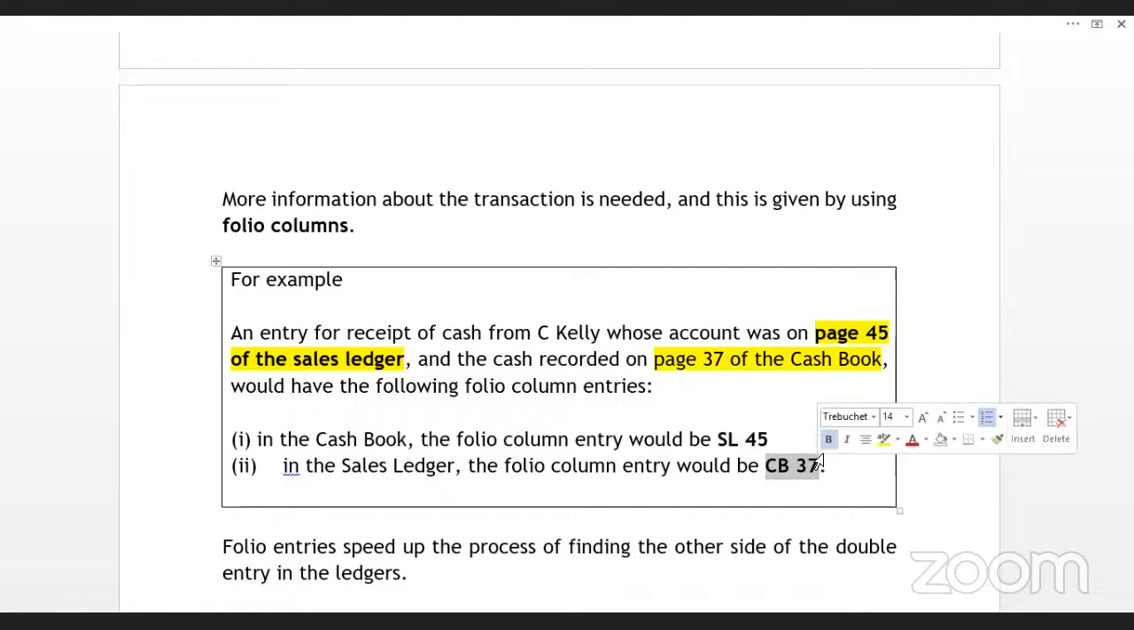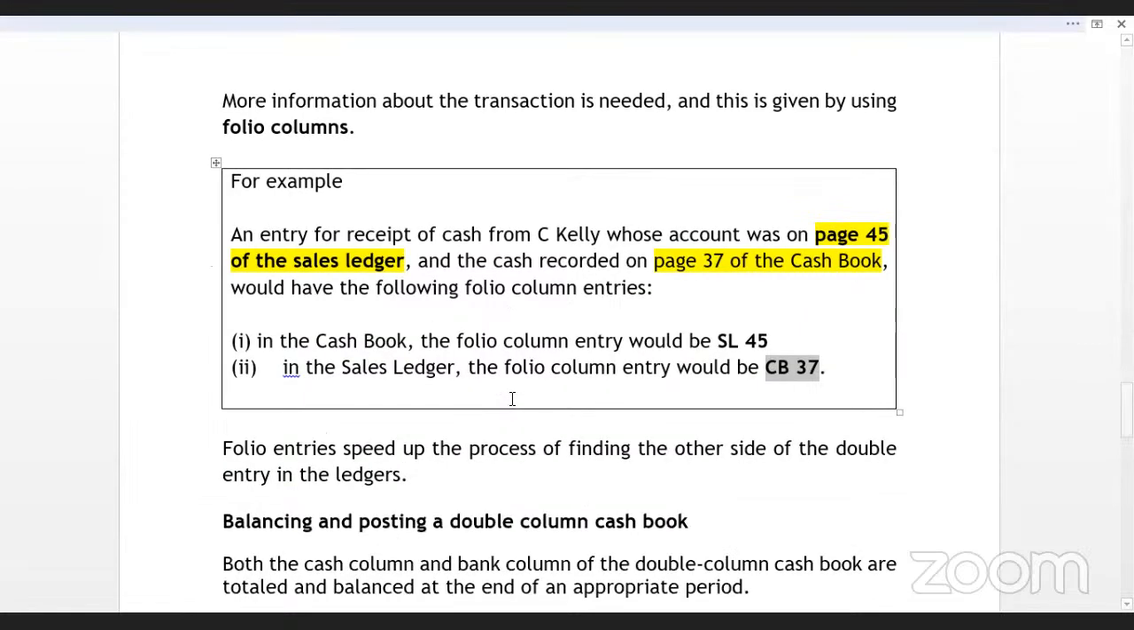So if I want to find out more about that transaction, I will just go to my cash book on page 37. Then I find out more details about that transaction. So those are the folio column entries, all the posting reference entries. We use those columns for recording the page numbers from the different books or ledgers for those specific transactions.